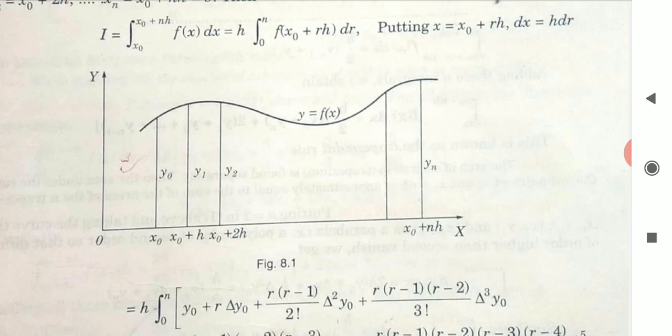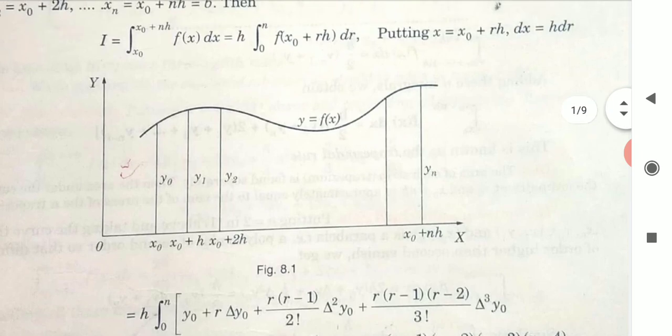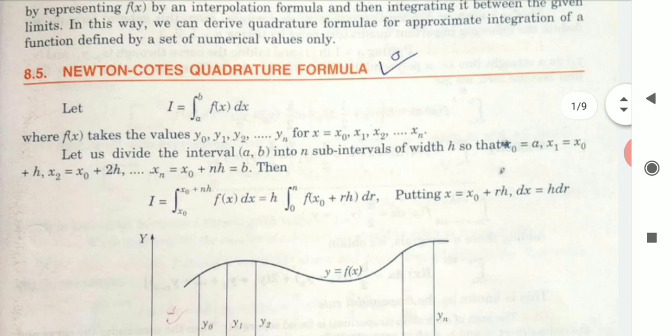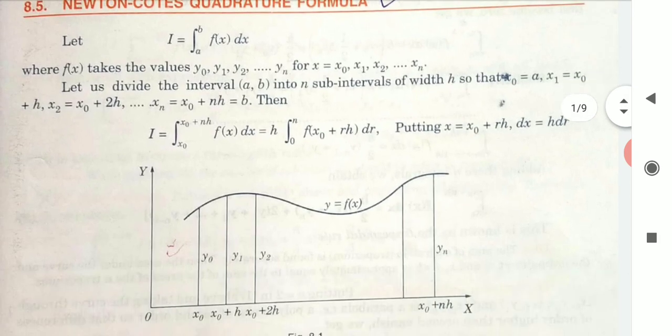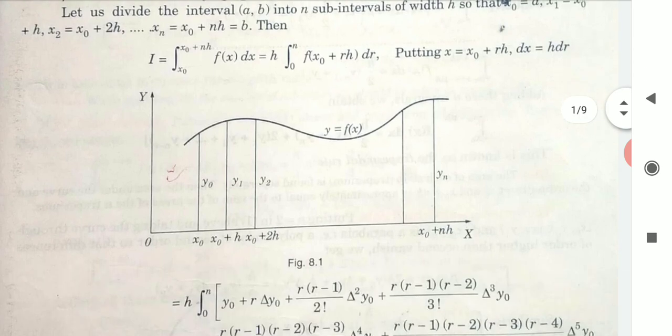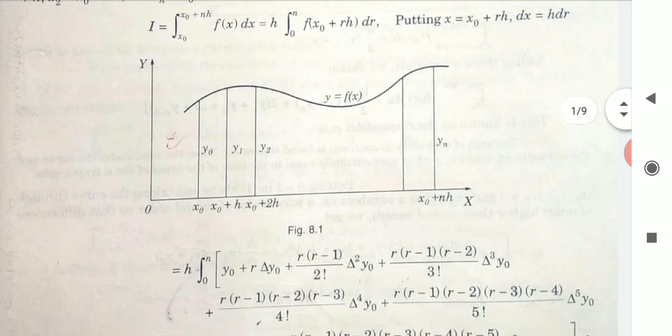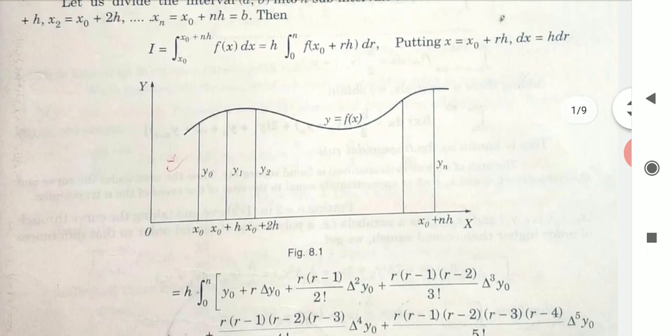So this figure is very much important. What we have done in this figure, we have taken that interval a to b into a finite number of subintervals. We have divided that interval into n equal parts. You can read here: let us divide the interval a to b in n subintervals of width h. We have divided it into equal widths in this way. Now, coming back to the integration which we have just verified, I is equal to h into integration 0 to n f of x naught plus rh dr.